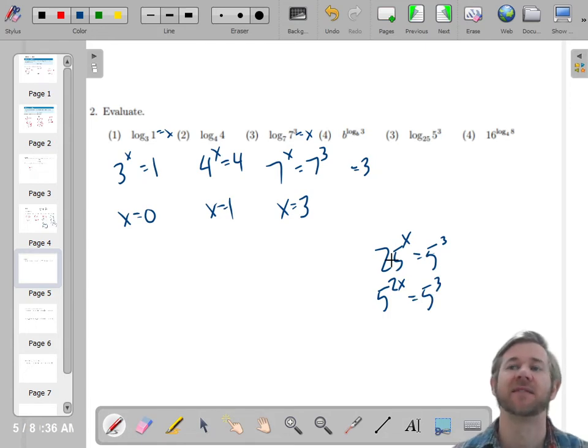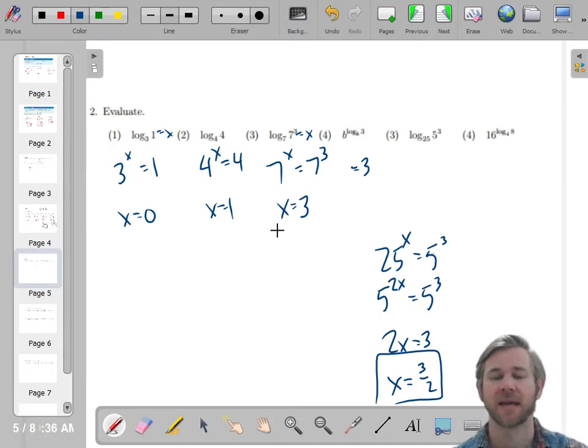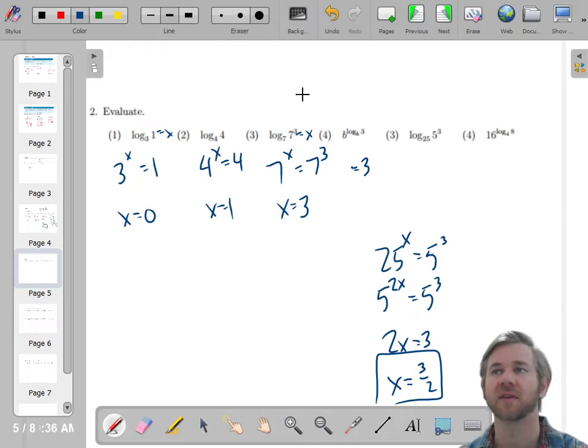So 25 is 5 squared to the x, so 5 to the 2x equals 5 to the third. And then you can say, oh, 2x must equal 3. So x must equal, divide both sides by 2, 3 halves. X equals 3 halves. So that means take the square root and then cube it. The square root of 25 is 5, and then you cube it, and you get your 125.